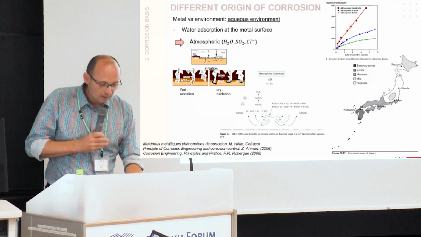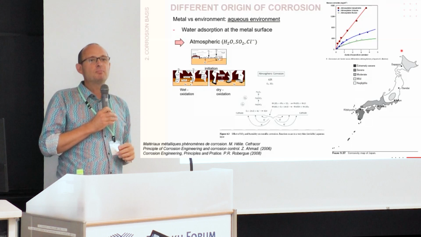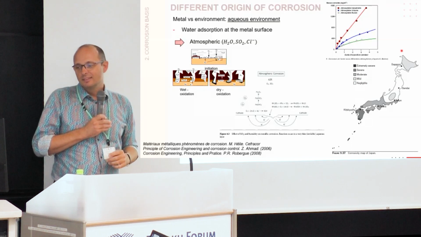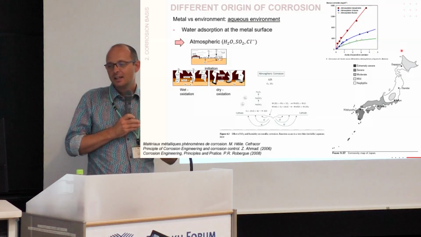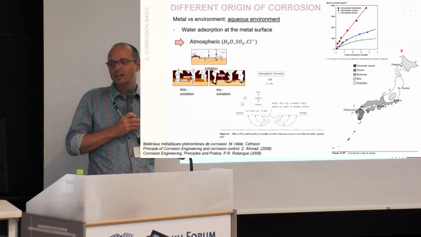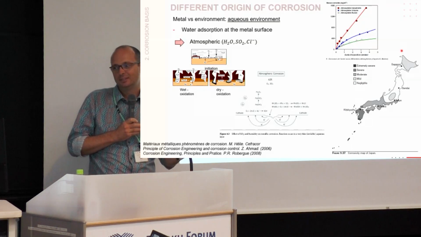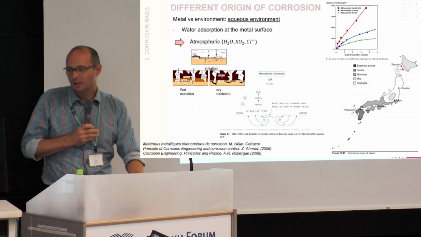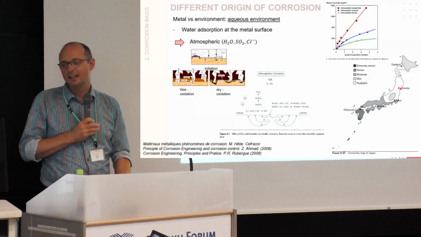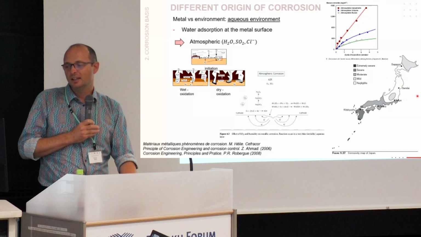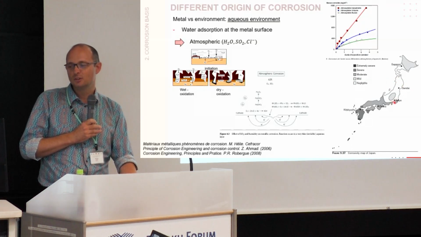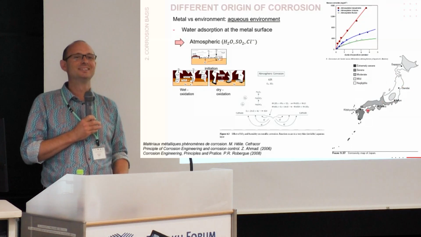So I was quite proud because I found a map of Japan, and guys have looked at the effect of the atmosphere on the corrosivity of alloys. And in this map there is Sendai, and according to them, the quality of atmosphere in Sendai is better than in Tokyo, than Osaka, and so on.